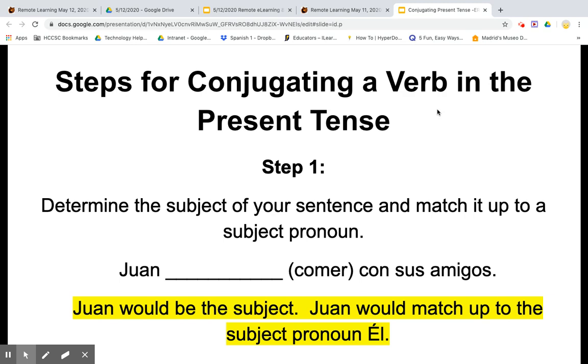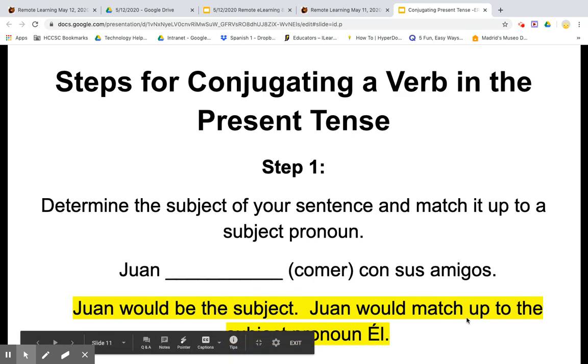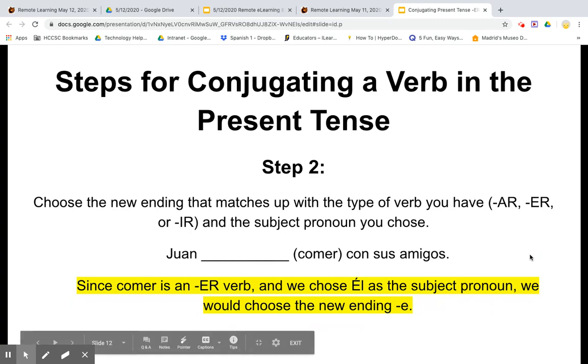First, you need to figure out the subject of your sentence. And if it's not already a subject pronoun, you need to match it up to a subject pronoun. So, we're going to use Juan again, and comer con sus amigos. So, Juan is the subject. We know that that would match up to the subject pronoun él.